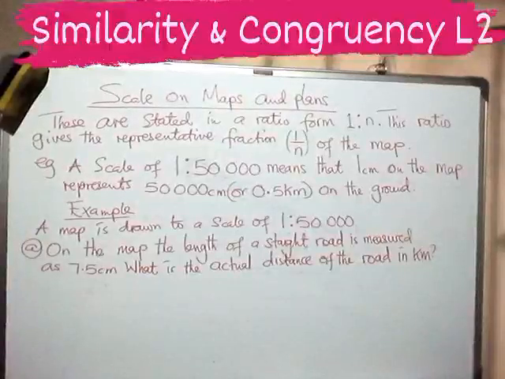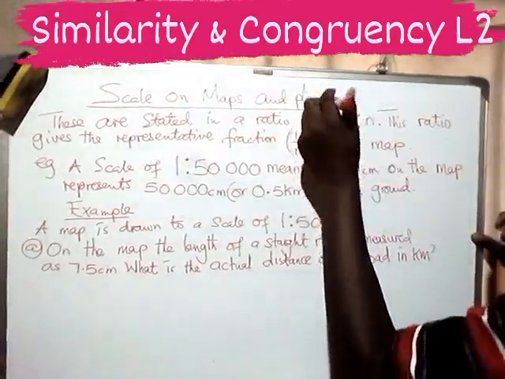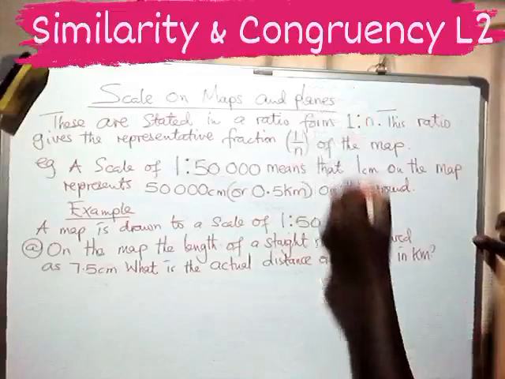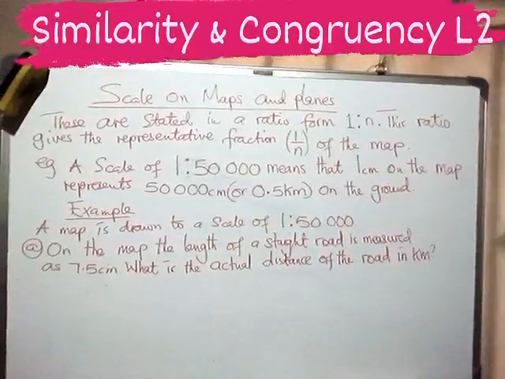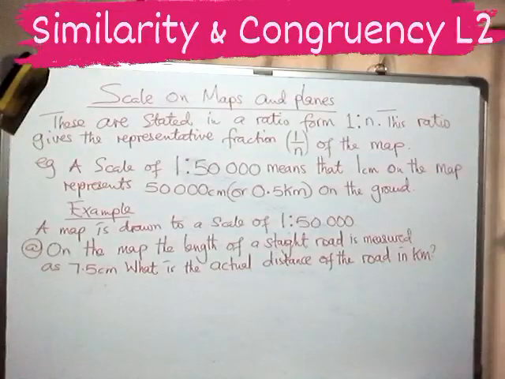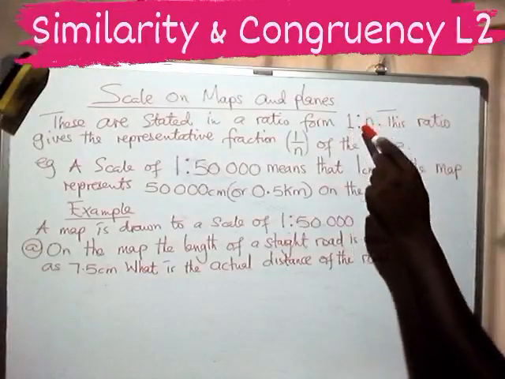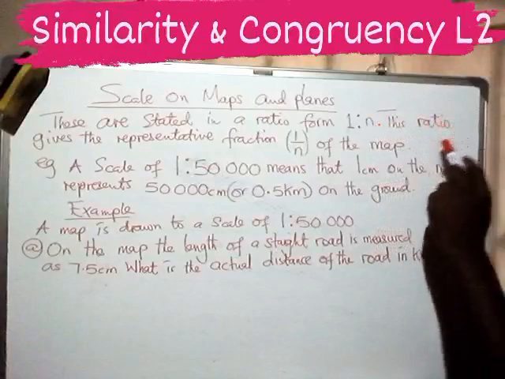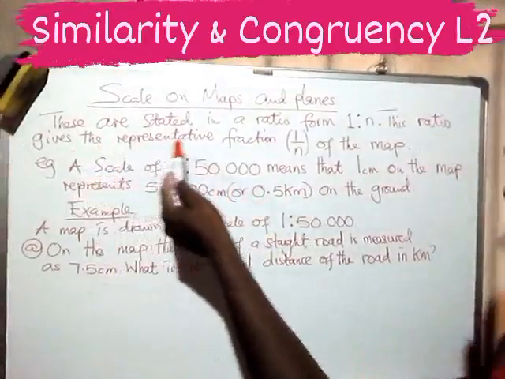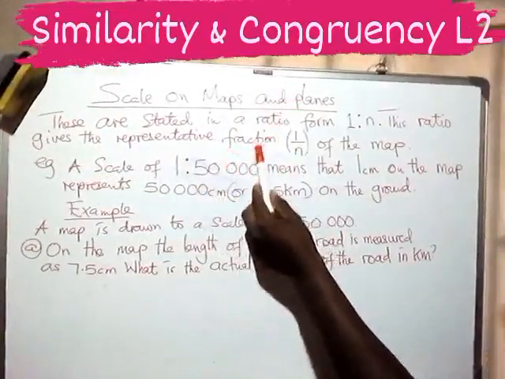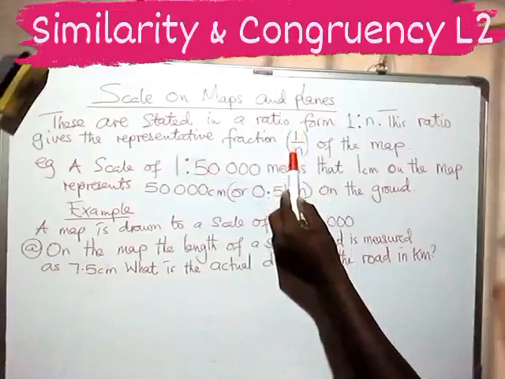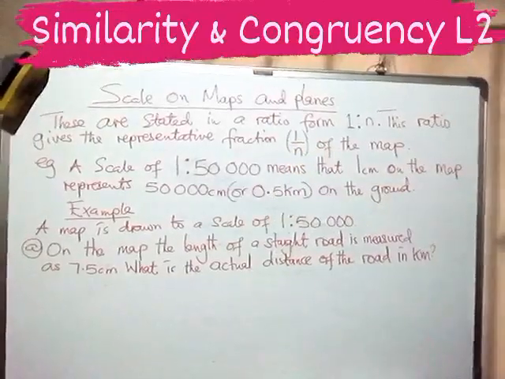We now look at the scale on maps and the planes. So we are saying these are stated in a ratio form of 1 to n. This ratio gives the representative fraction 1 over n of the map.